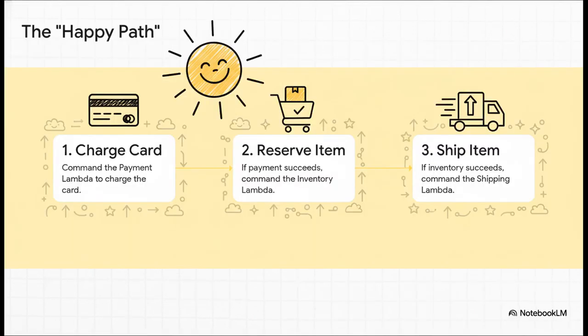First things first, you define the happy path. This is what you want to happen when everything goes perfectly. The state machine kicks things off by commanding the payment service to charge the card. If that's a success, it then commands the inventory service. If that's also a success, it moves on to shipping. See? It's a clear, sequential, commanded process.